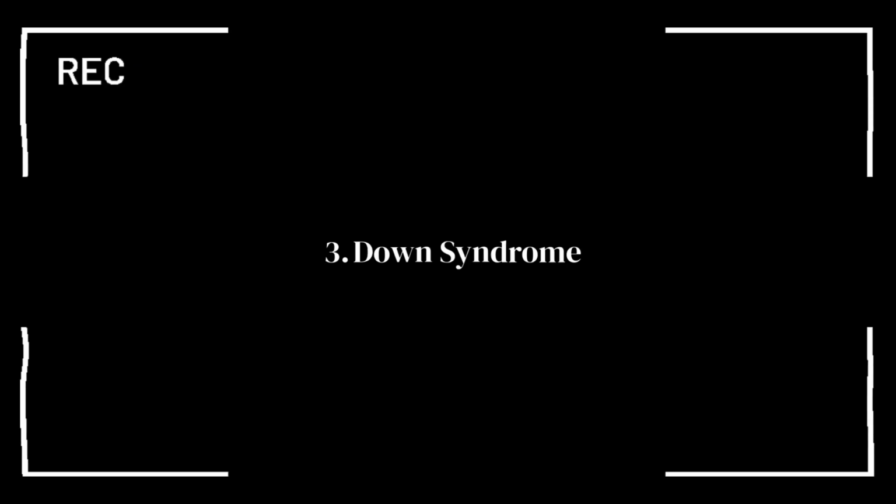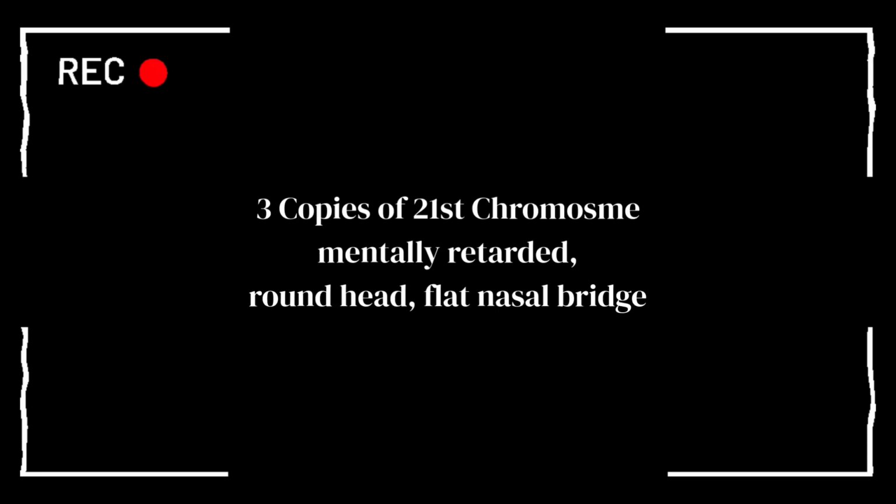Now let's move to one of the most well-known chromosomal conditions, Down syndrome. Down syndrome occurs when a person has 3 copies of chromosome 21. This is called trisomy 21. Normally we have 2 copies of each chromosome, but individuals with Down syndrome have 3 copies of chromosome 21. This extra genetic material affects both physical and cognitive development.